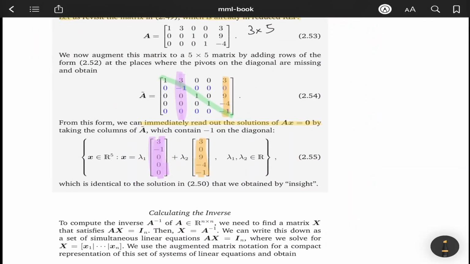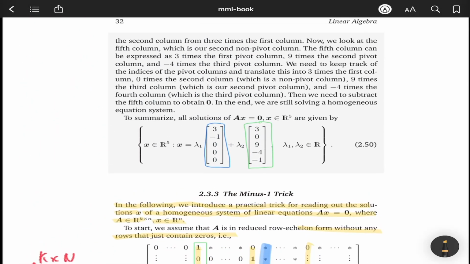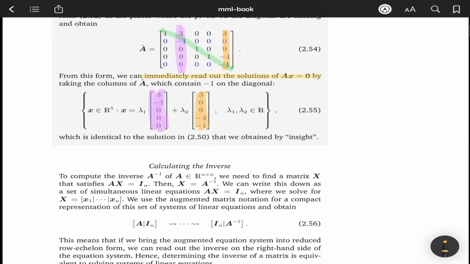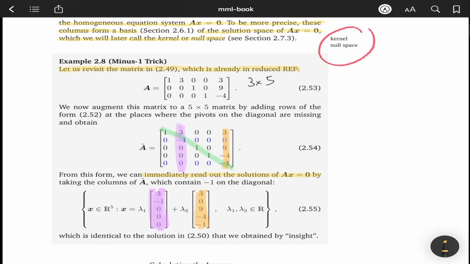It's 3, 1. Yes, I can remember. It's the same. Yeah. 3, 1, and the other one is 3, 0, 9, 4, 1. Yeah, okay. Interesting. But I guess it is the same thing as what we did by just reading out the columns, right? And putting a 0 where we had 2 variables. Okay, but this is quite a nice trick.